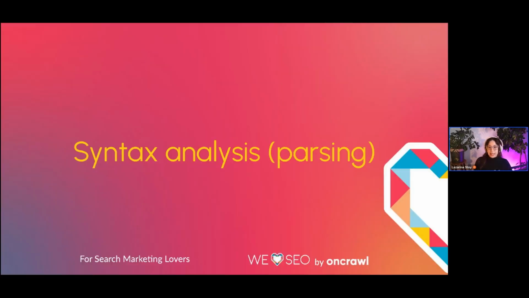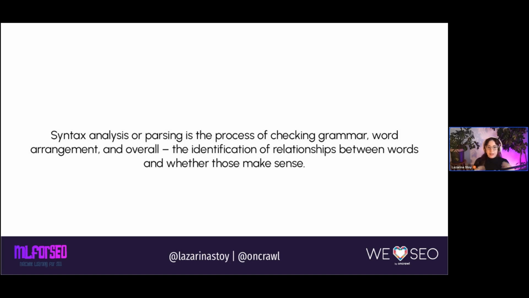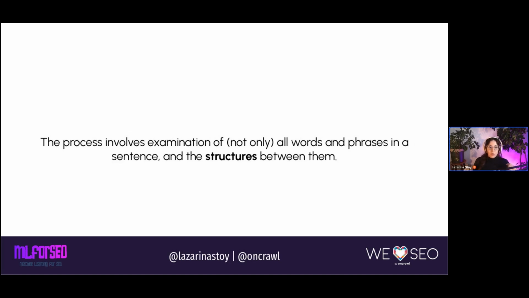So the second step is syntax analysis: parsing sentences, checking for grammar, checking for word arrangement, and overall identifying how different words relate to one another and whether the relationships that are identified make sense for the words in this sentence. At this stage, we still don't have any semantic understanding incorporated into the analysis. We just have processing of text with the added complexity of also processing syntax, the characters that are used, and the organization of the words. This process involves examination of just the words and phrases, but also the structures between them.